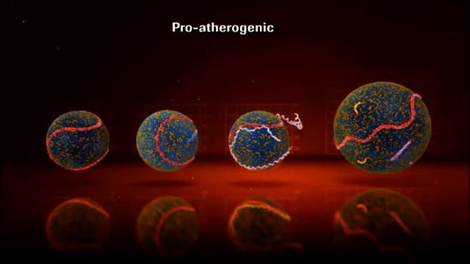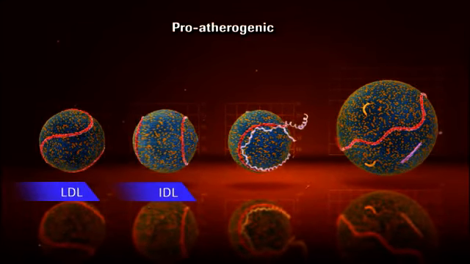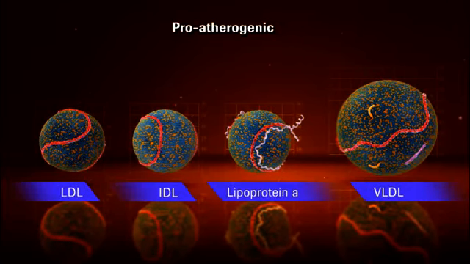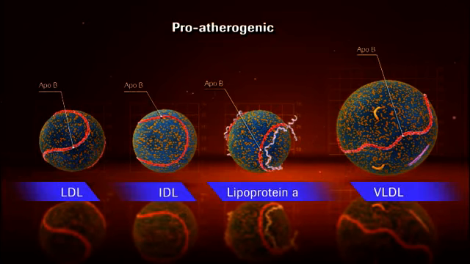Pro-atherogenic particles include low-density lipoprotein, intermediate-density lipoprotein, very low-density lipoprotein, and lipoprotein A. Such particles characteristically contain apolipoprotein B or Apo B.